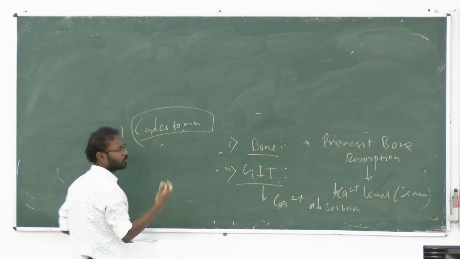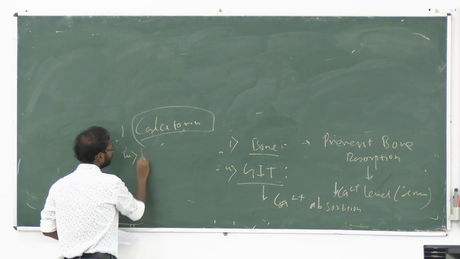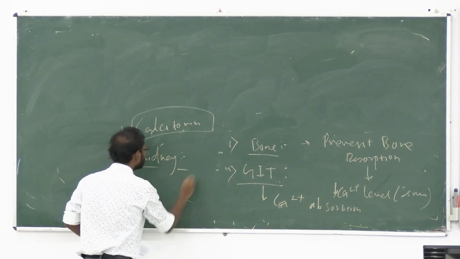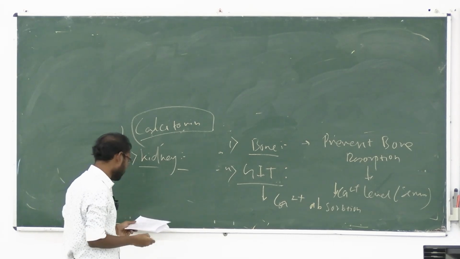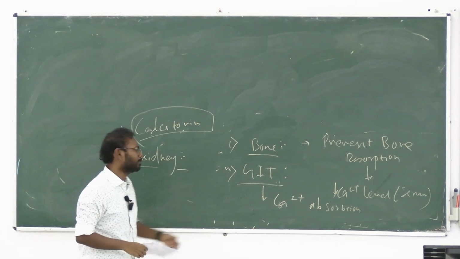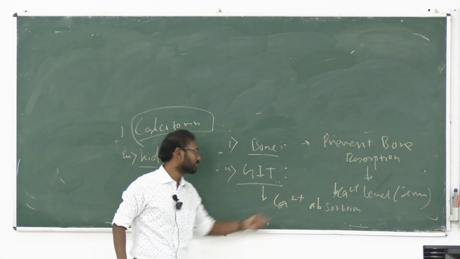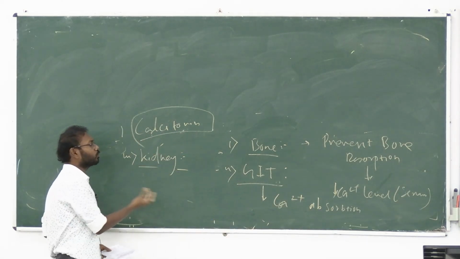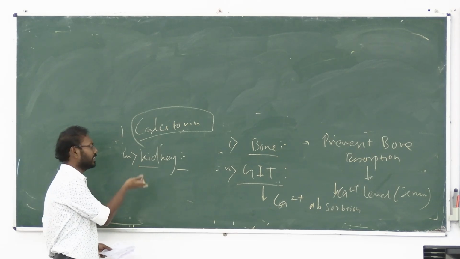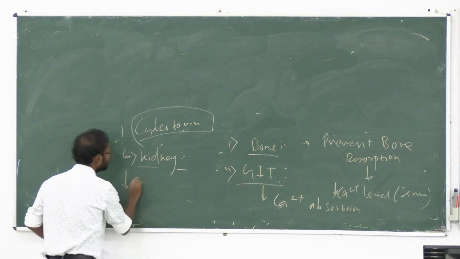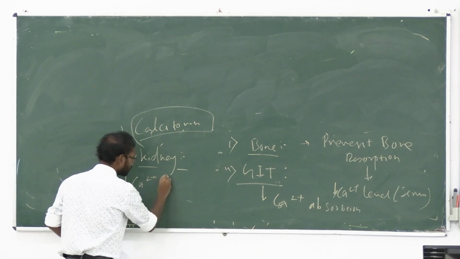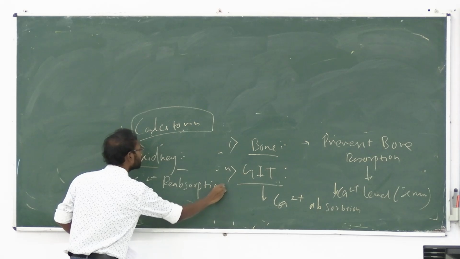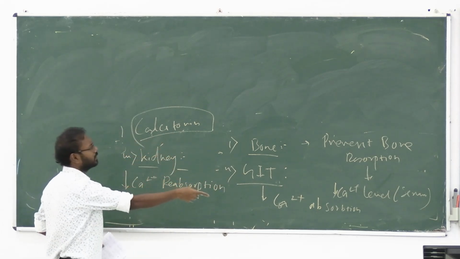Bone is done, GIT is done, what's left? Kidney. Now what will it do in the same kidney? Now absorption that was happening in what? GIT. What happens in the kidney? Reabsorption happens. So to decrease the calcium level in body, it will have to decrease calcium reabsorption. Very easy, very easy. Its only function is to decrease calcium level in the body.